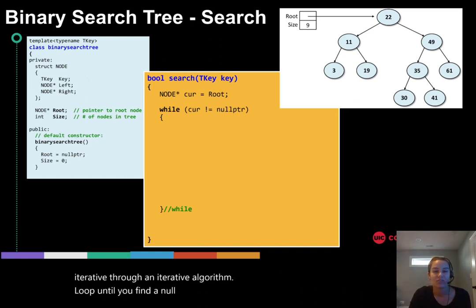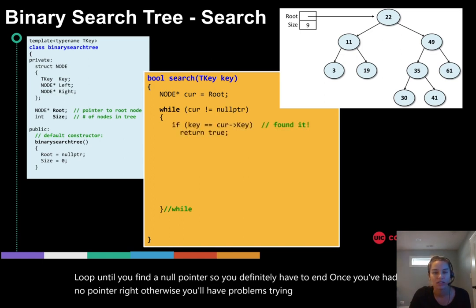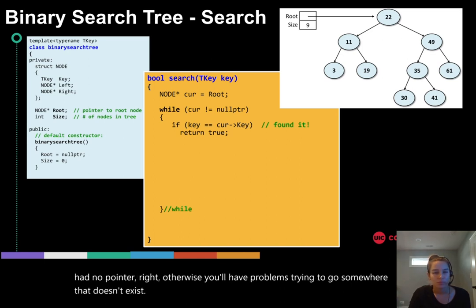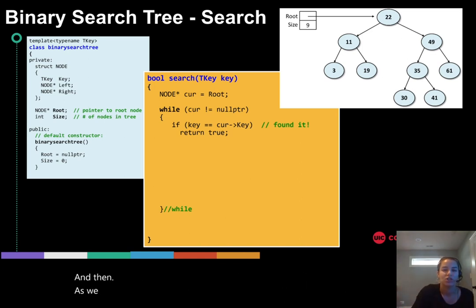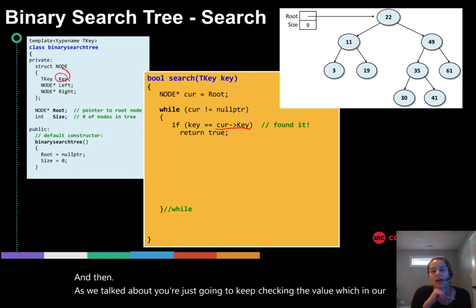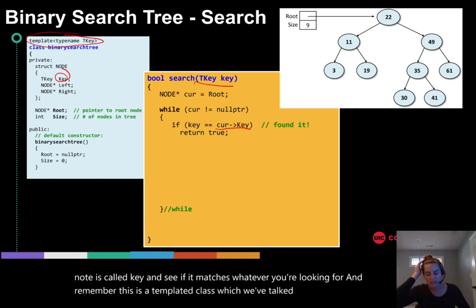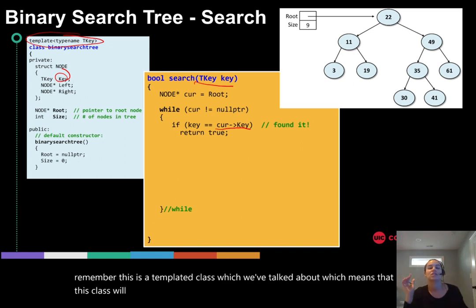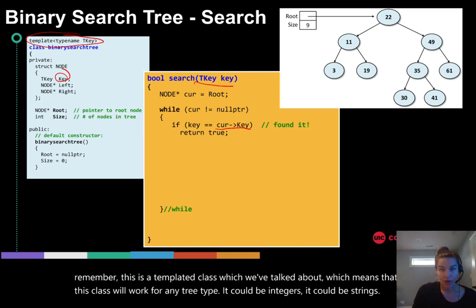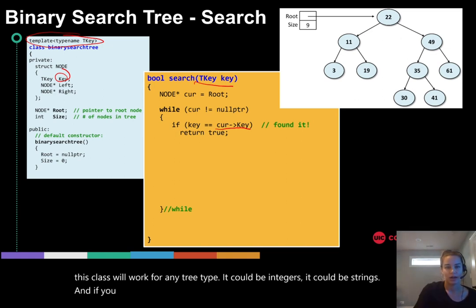Loop until you find a null pointer. So you definitely have to end once you've hit a null pointer, right? Otherwise you'll have problems trying to go somewhere that doesn't exist. And then, as we talked about, you're just going to keep checking the value, which in our node is called key, and see if it matches whatever you're looking for. And remember, this is a templated class, which means that this class will work for any tree type. It could be integers, it could be strings. And if you have found it, then you're going to return true.